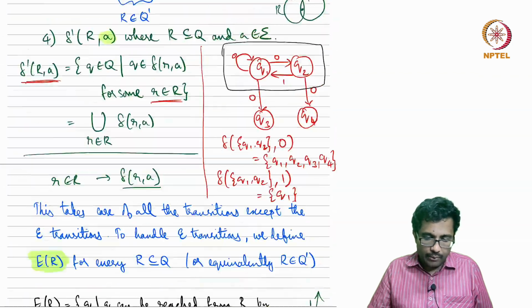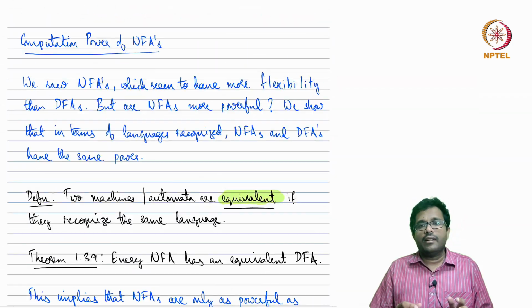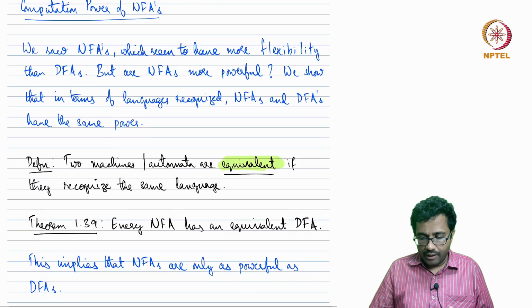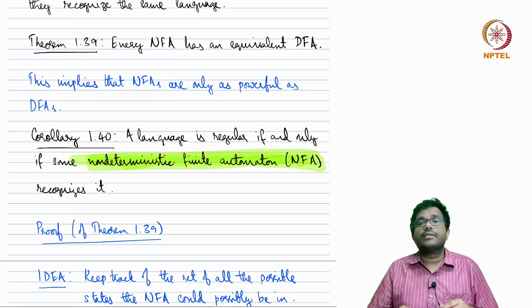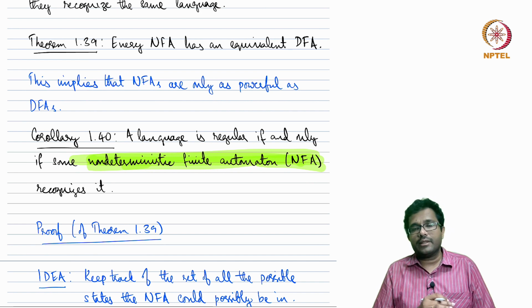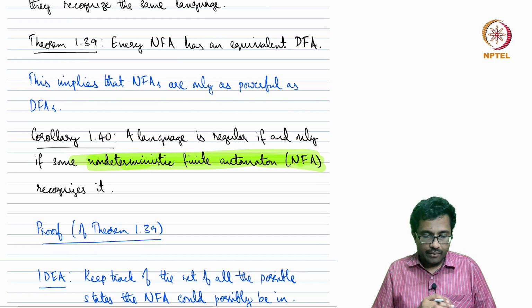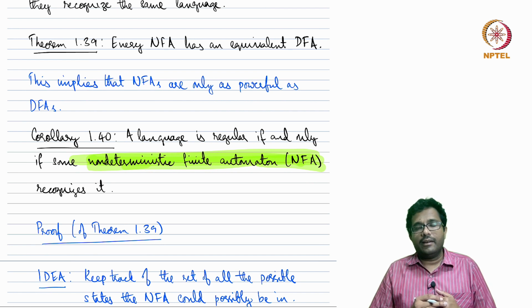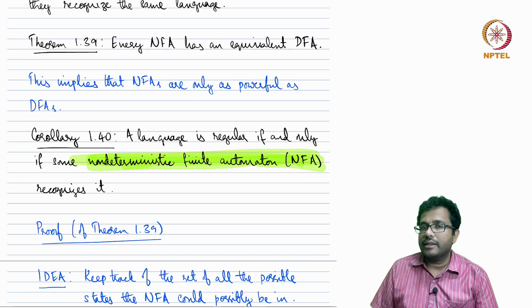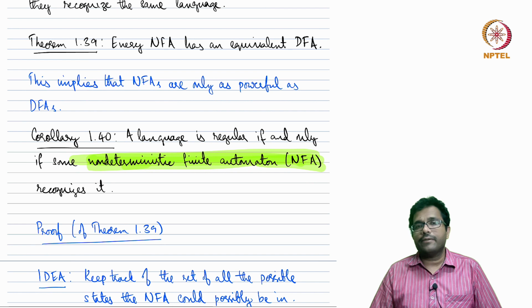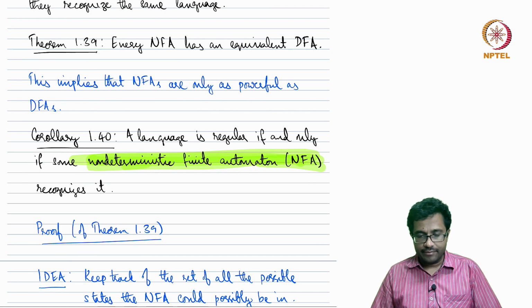So that's all I wanted to say in this lecture, where we saw the main theorem, which is that every NFA has an equivalent DFA. The implication is that this gives a new characterization of regular languages: the class of languages that have some NFA that recognizes them. The earlier definition was that a language is regular if there is some DFA that recognizes it. Now I have a new definition: a language is regular if there is some NFA that recognizes it.